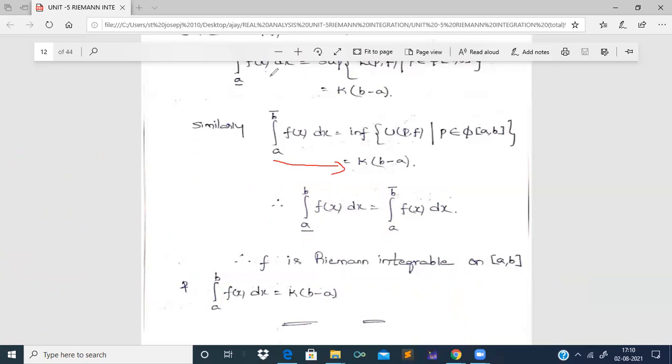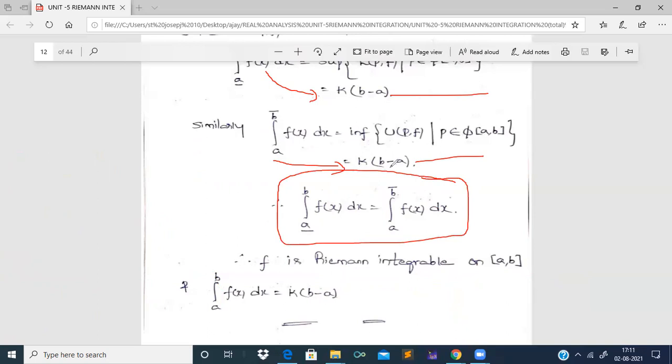And already we have shown that the lower Riemann integral value also is equal to k into b minus a. Therefore, from this condition and from this condition, both the lower Riemann integral and upper Riemann integral are equal to k into b minus a. Therefore, the constant function k is Riemann integrable over closed interval a comma b. That is what we have written here. So the condition is the integral over a to b f of x dx is equal to k into b minus a. Right. So this ends the theorem proof.